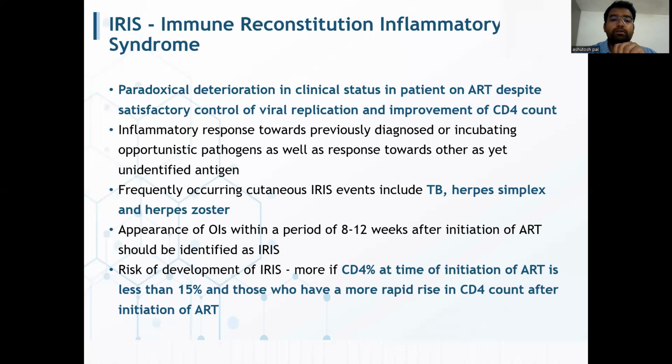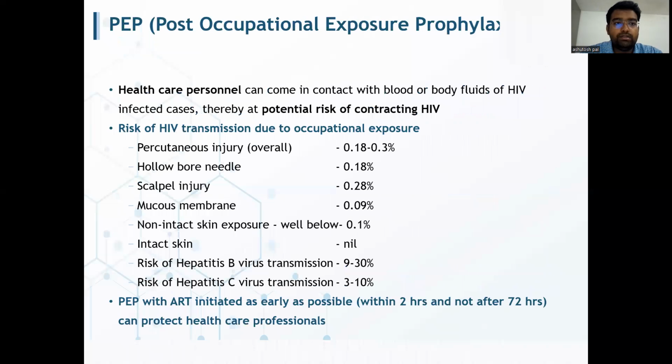An appearance of opportunistic infections within a period of 8 to 12 weeks after initiation of ART should be identified as IRIS. The risk of development of IRIS is more if the CD4 percentage at the time of initiation of ART is less than 15%, and in those who have a more rapid rise in CD4 count after initiation of ART. The rapid rise should be taken into consideration.